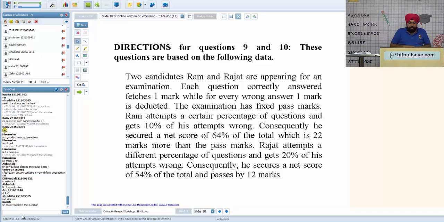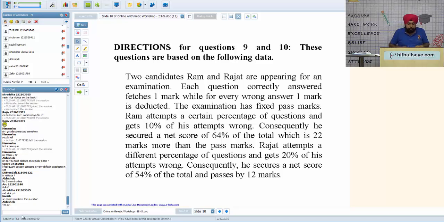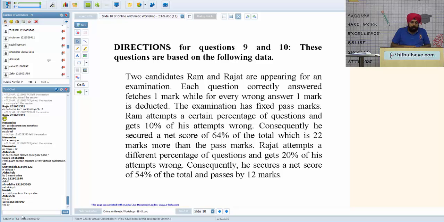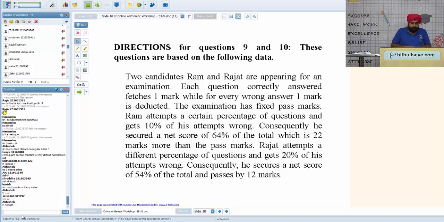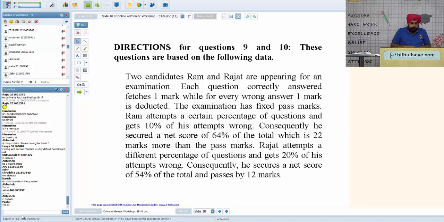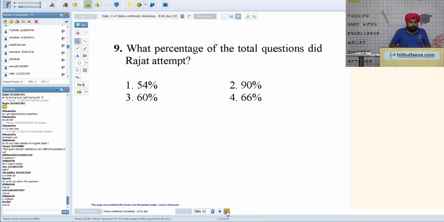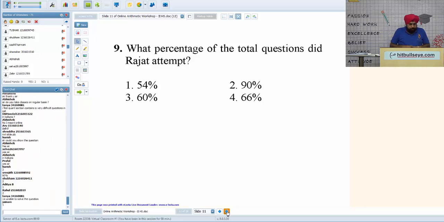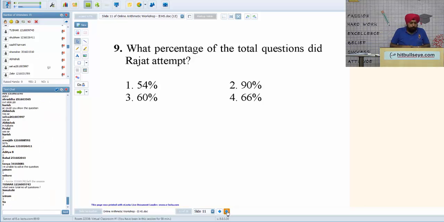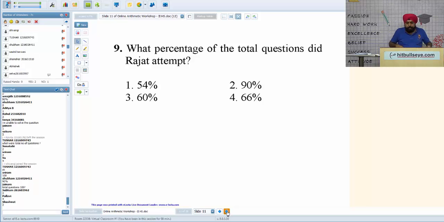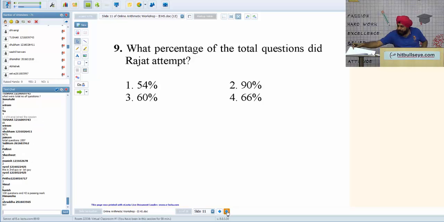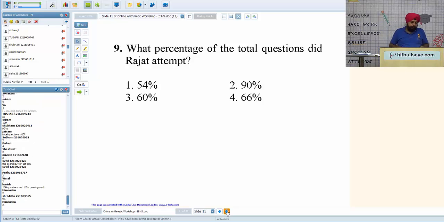So guys, I guess you all have read the question. Ram attempted a certain number of questions and guessed 10% wrong. Consequently, he secured a net score of 64. Rajat guessed 20% wrong and he secures 54% and passes by 12. So let's see the questions. First question. So Rajiv, it's a 1 or 2 line question, though the directions have already gone. Let's see, Tanya. What were the total number of questions? It's not defined. Yeah, Janam, you can calculate that there are 100 questions. Rajat was the second guy who got 20% of his questions wrong.